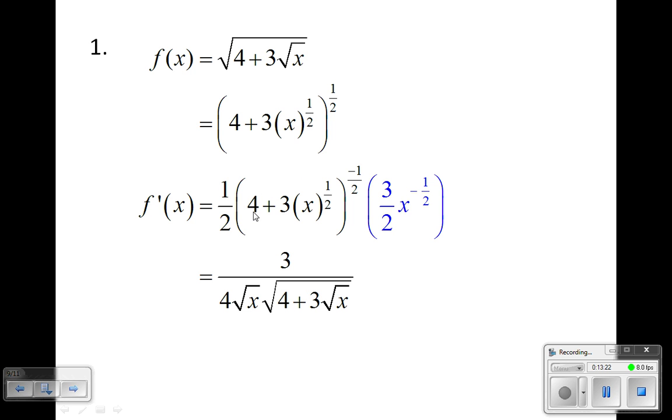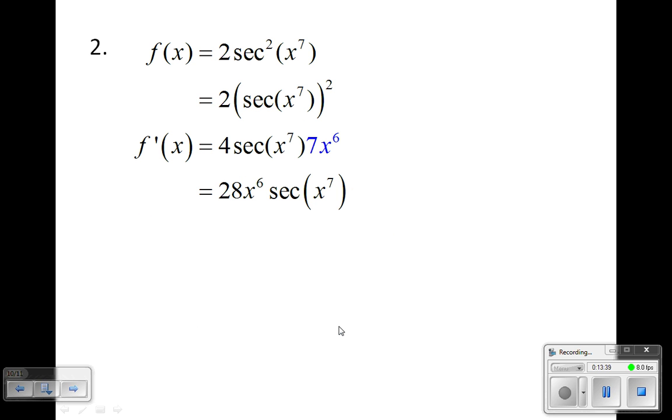Derivative of 4 is just 0. Derivative of this part, well, power rule again, so 3/2 x to the -1/2. I just kind of cleaned it back up, so negative exponent drops it to the bottom. Again, this negative exponent in the bottom, and the 2 times 2 makes 4, and there it is.